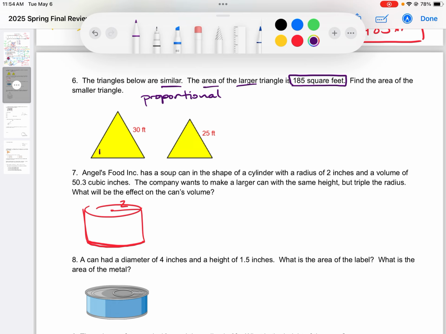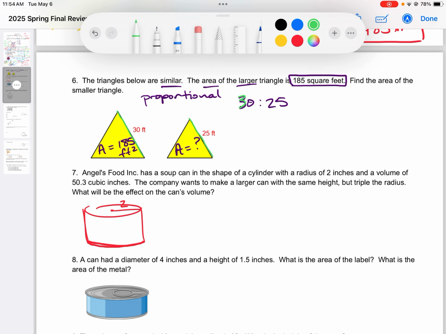And it says the area of the larger triangle is 185 square feet. So that's our larger triangle here. We're going to say area equals 185 feet squared. And so what we want to find out is the area of the smaller triangle. And when we talked about this at the end of Unit 11, we said that if you can find the proportion or the ratio of the sides, you can square those numbers to find your proportion of your area.